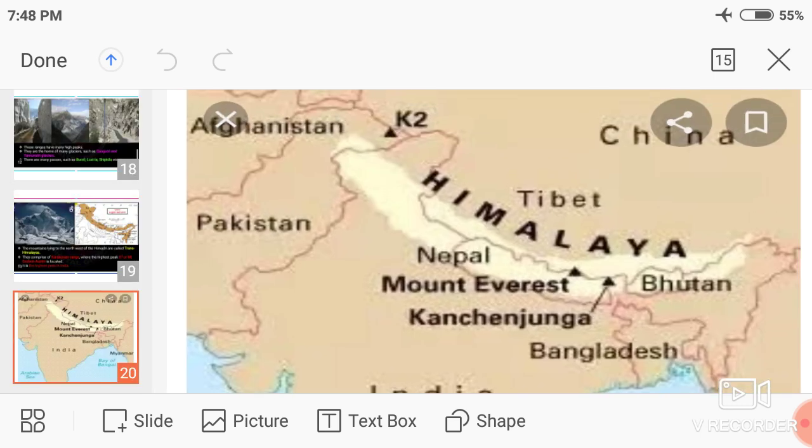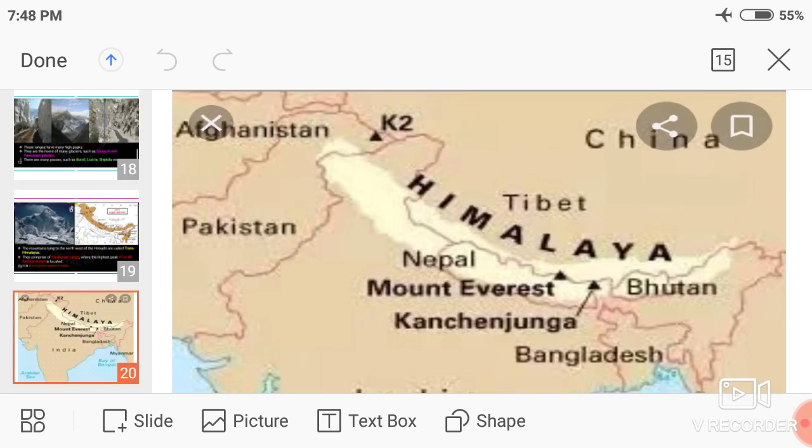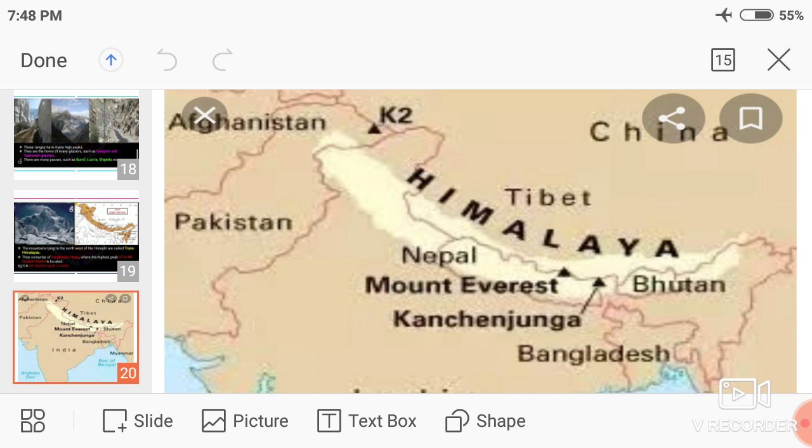K2, also called Mount Godwin Austen, is the highest peak in India. Keep it in mind. It is located in Jammu and Kashmir.